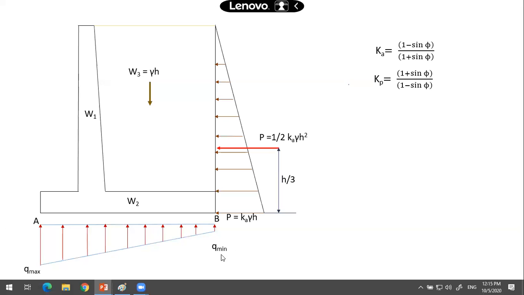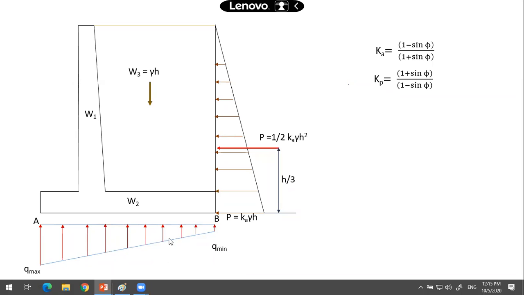At the point where you come across the minimum upward soil pressure, you should make sure that it is not negative, so this portion of the base slab will not lift up. If it is negative, it indicates the base slab is transferring tension to the soil, which is not possible. You cannot transfer tension into the soil from the base slab. It is an indication that the base slab is lifting up from the soil and losing contact with it.